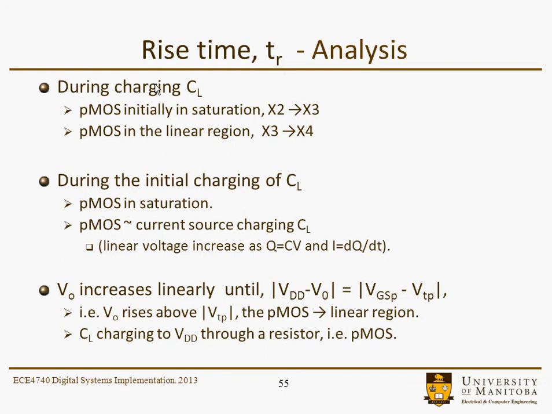So during charging, the PMOS is initially in saturation, as we said, from X2 to X3, then the PMOS goes in the linear region from X3 to X4. During the initial charge, with the PMOS in saturation, the PMOS looks like a current source charging CL, and that's a linear increase in voltage. V out increases linearly until the absolute value of VDD minus V out is equal to VGS minus VTP. Said another way, as soon as VO rises above the absolute value of VTP, the PMOS transistor will transition into the linear regime. So it really doesn't stay in saturation all that long. And the load capacitance is charged to VDD through a resistor. That's the linear regime for the PMOS transistor.